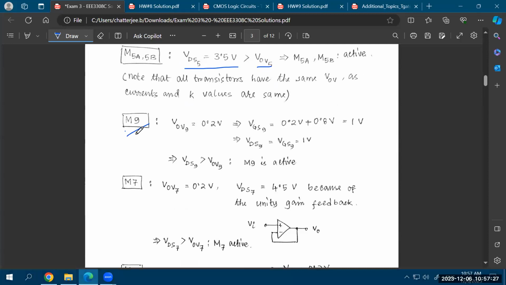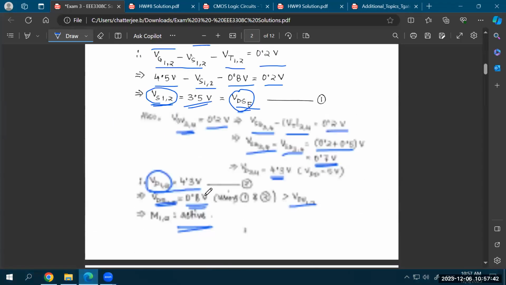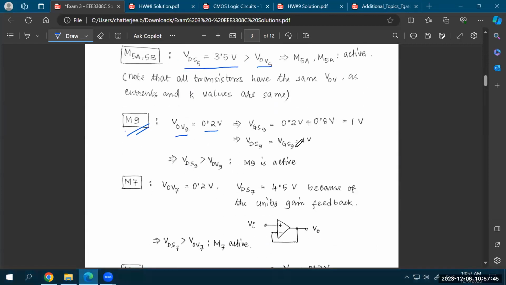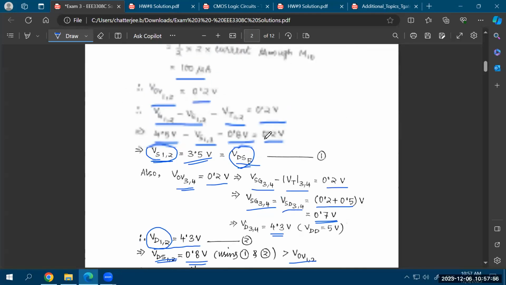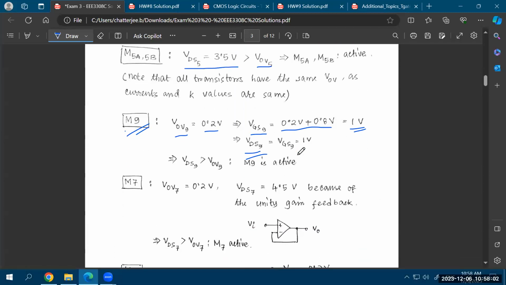So if you want to find out what is happening to M9, M9 is this transistor, because this transistor establishes the current mirror, the mirroring between this leg and the right-hand side leg. Okay. So if you want to find out what is happening to the M9 transistor, your V overdrive is 0.2 volt. From that, you can find out your VGS, that is 0.2 plus the VT. So VGS will be equal to 1 volt, and VGS equals VDS because that transistor is also diode connected. So you can find out your VDS to be equal to 1 volt, and that is higher than overdrive. So M9 is also in active region.